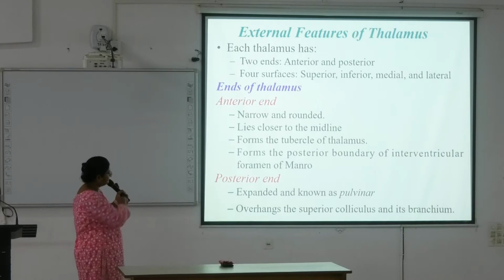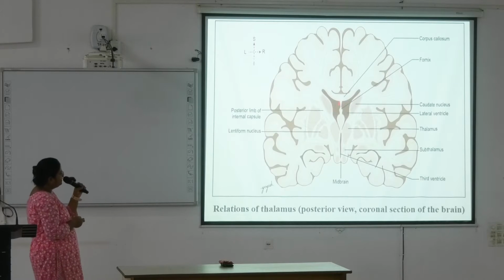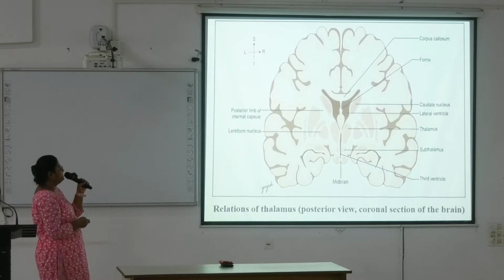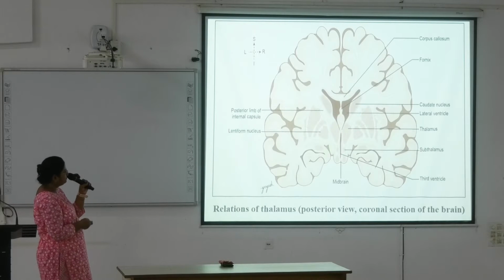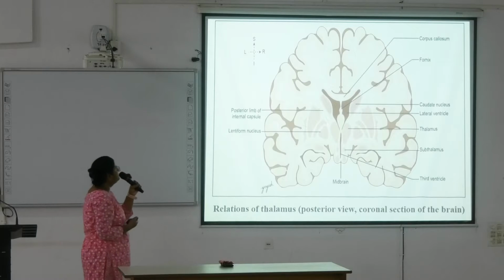Next, see here, these are the cavities of the lateral ventricle, and here is the thalamus forming the floor of the lateral ventricle. Okay, these are the thalamus, and this is third ventricle. Thalamus is lying on the two sides of the third ventricle. So this is the location.